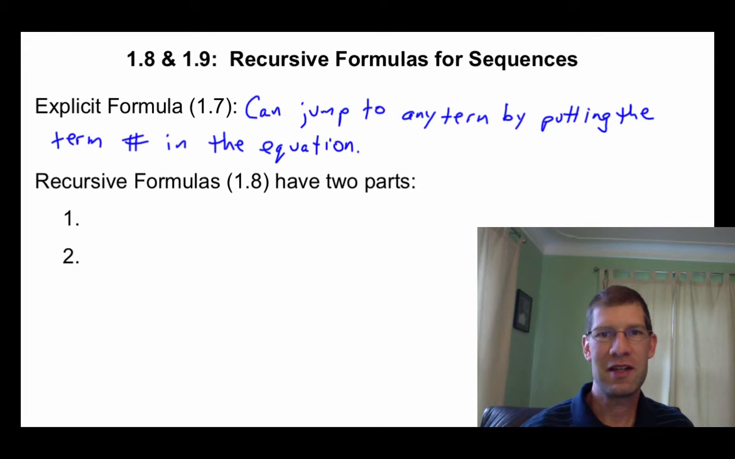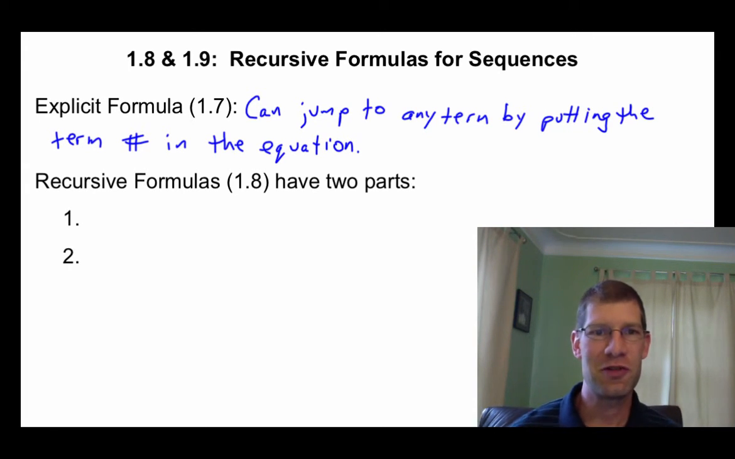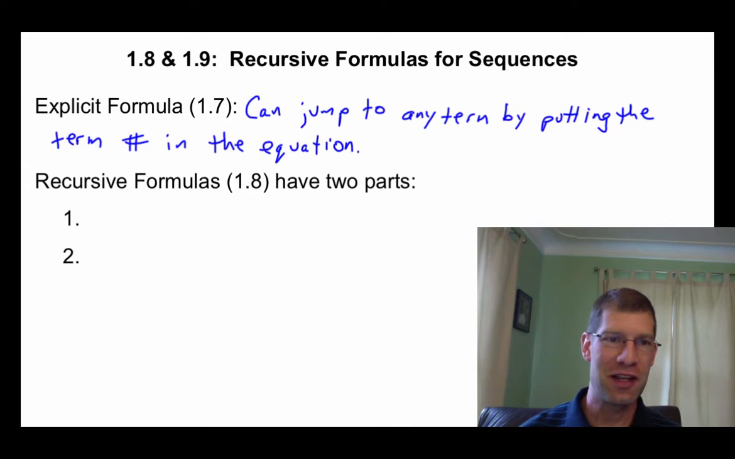And that's going to be a big difference between the explicit formula that we just did and the recursive formula, which is a new thing. The recursive formulas always have two parts. Recursive kind of has that recurring sort of thing in the name. The recursive formula has two parts. The first part is going to give typically just the first term, the first number in the sequence.